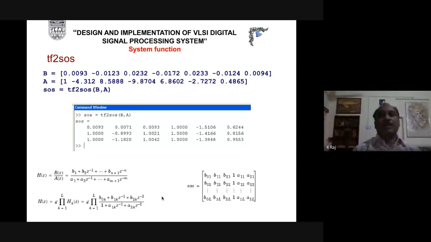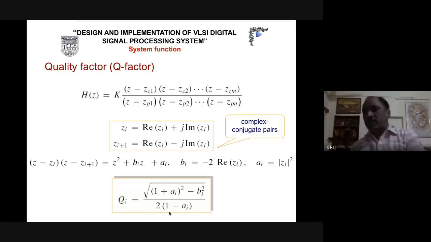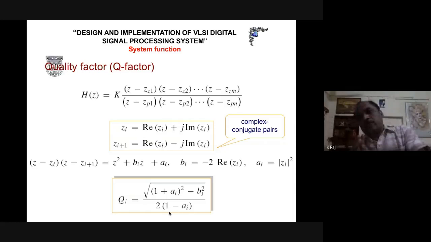So if we write the SOS command, a very simple command, then we will derive each and every value of the coefficients of the second order section. As we have discussed in the previous case of quality factor, similarly we can discuss the quality factor associated with the transfer function, and how the transfer function for different types of systems will be represented. We are just trying to represent the transfer function.